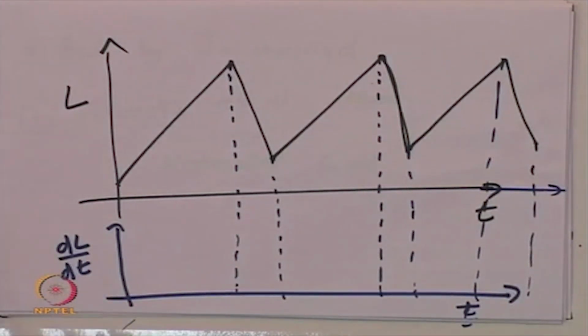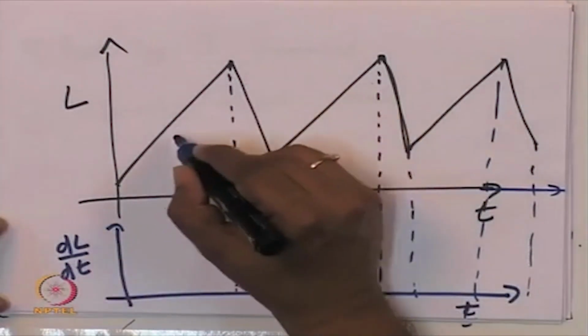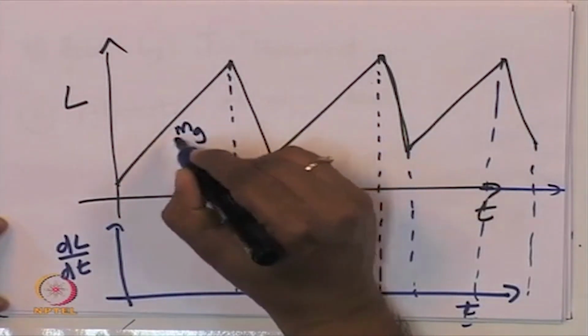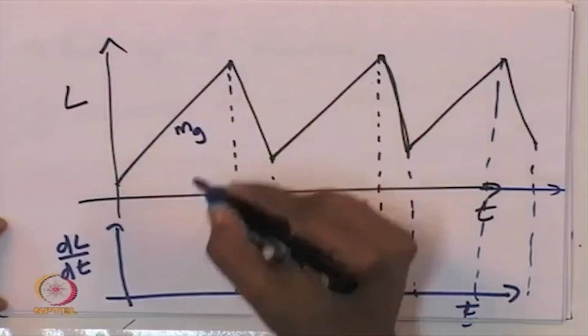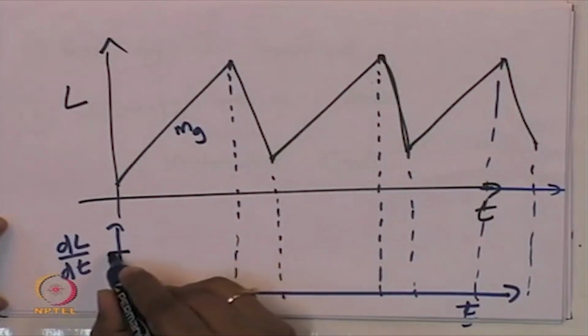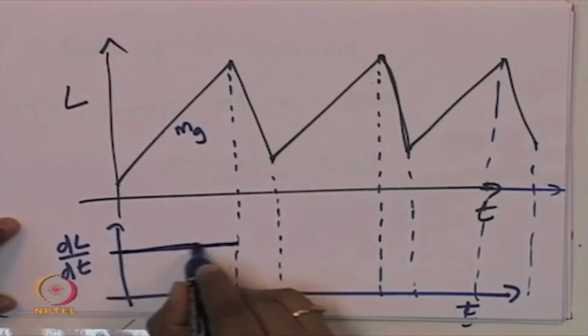So, now if we plot this, up to this it is just one slope. So, let us call this slope m g, the growth slope m g. So, this will be the value of m g. Then it is just the same function till this.